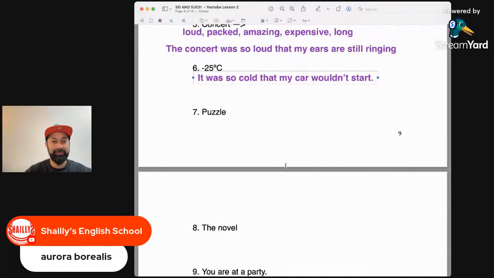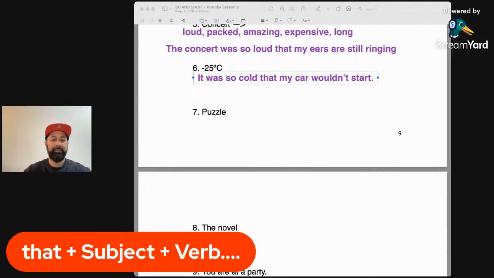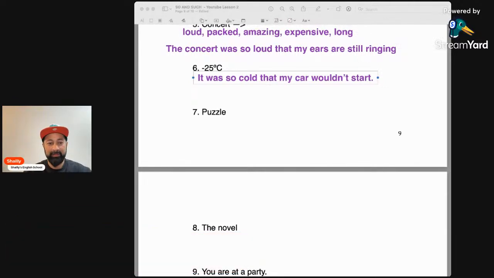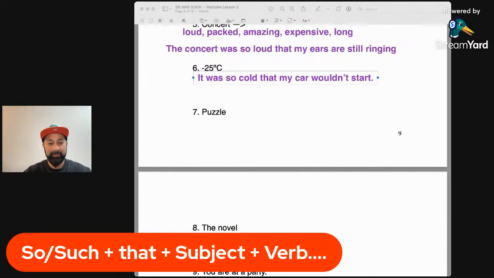Puzzle. Give me a sentence with puzzle using so and such. Right? So and such plus that plus a subject and then a verb. All right, so and such, that plus a subject and then a verb. We've got puzzle.